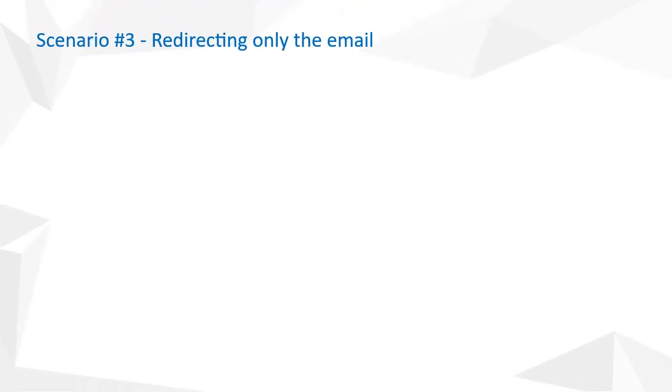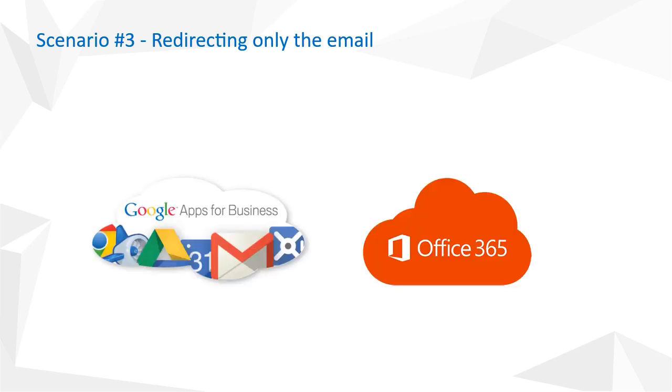Scenario number 3, redirecting only the email. This scenario is almost opposite of scenario number 2. A client might only want to redirect their email to another provider, but keep their website as is. With the increase in popularity of other business email solutions like Office 365 and Google Apps, this is becoming very, very common. To accomplish this, we would simply modify the MX records of the DNS zone file.